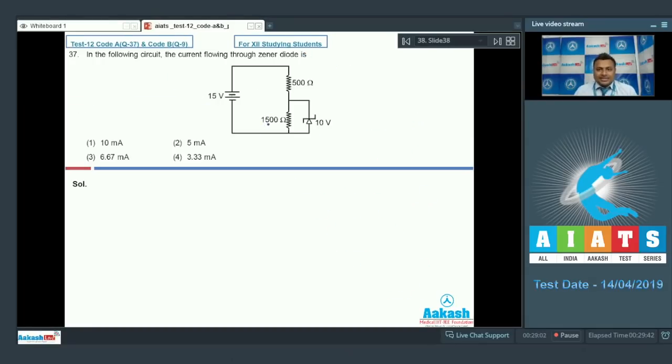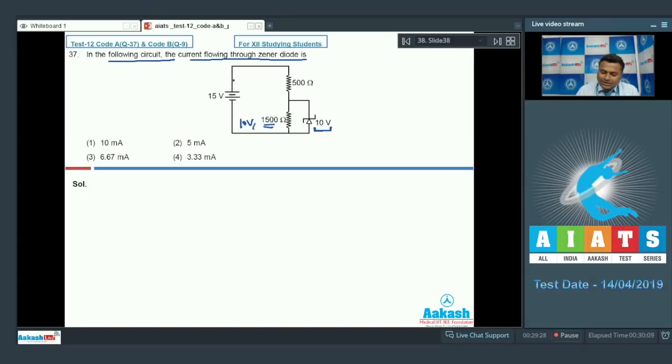So here is question number 37, everyone. In the following circuit, what is the current flowing through the Zener diode? The question belongs to the Zener diode, which is used as a voltage regulator. The Zener voltage or breakdown voltage here is 10 volt, so it will be constant always. It means across this 1500 ohm, the potential difference will be 10 volt always.